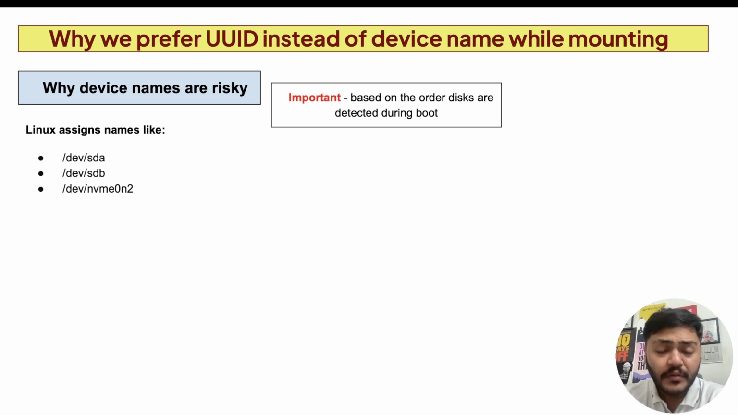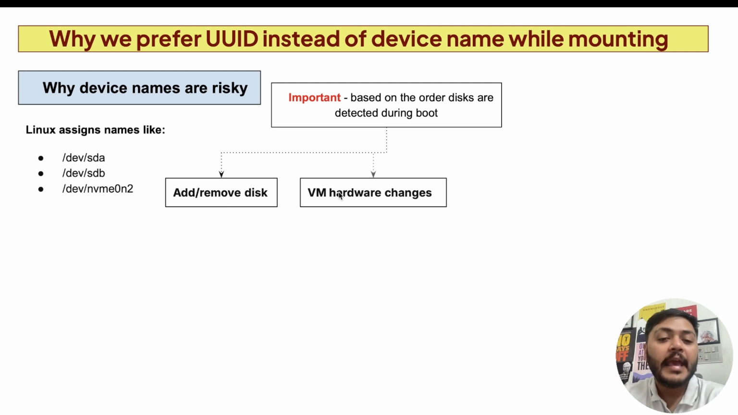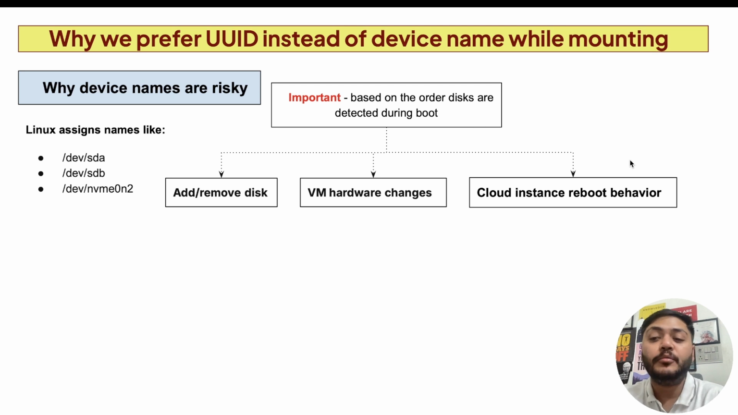What I mean to say is, suppose you have five disks like /dev/hda, b, c, d, e. In future you remove /dev/hdb, any disk. Then your hdc can become hdb. So the device name can change in the future, and this happens for a lot of reasons. Let's discuss a few. The very first reason I've already discussed: when you add or remove a disk, or any hardware changes happen in your virtual machine, or cloud instance reboot behavior.